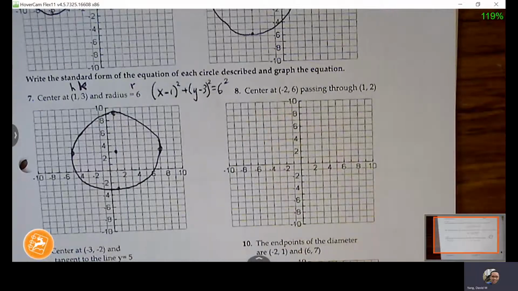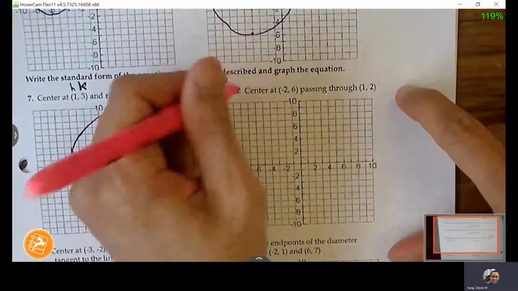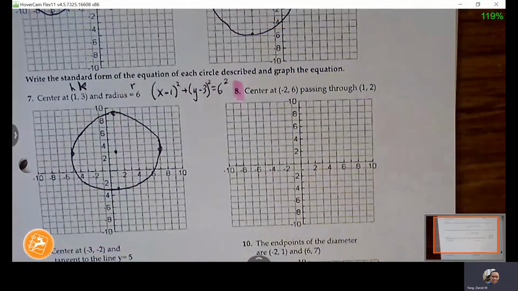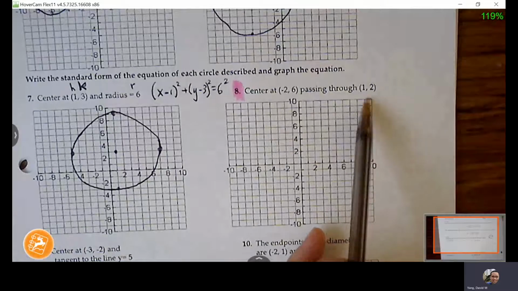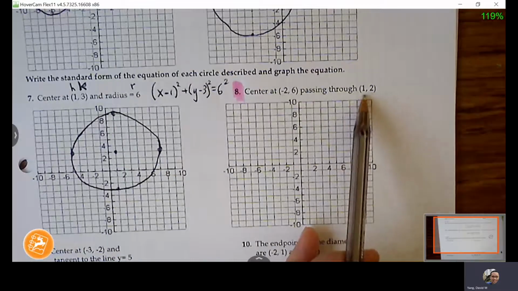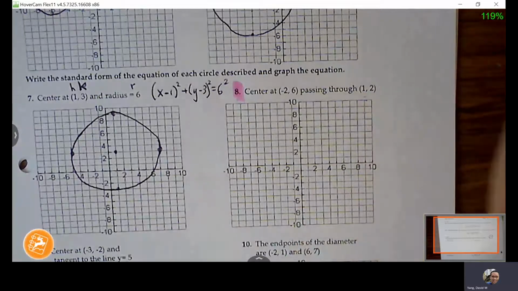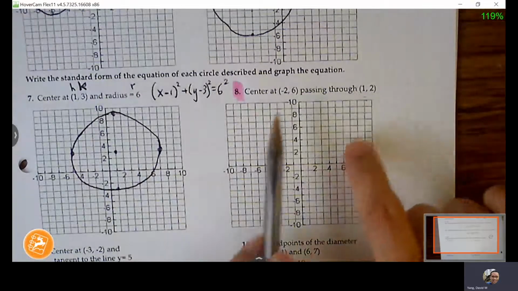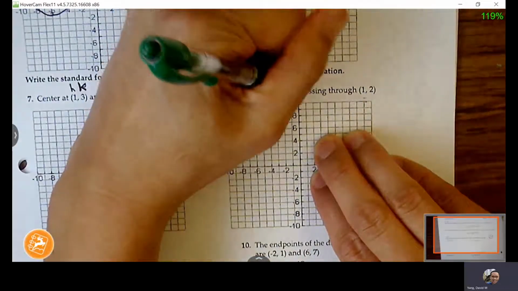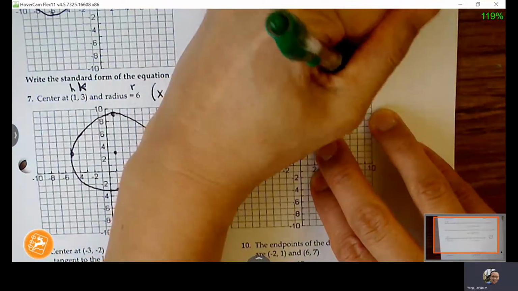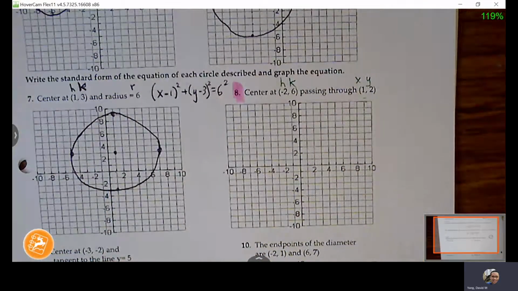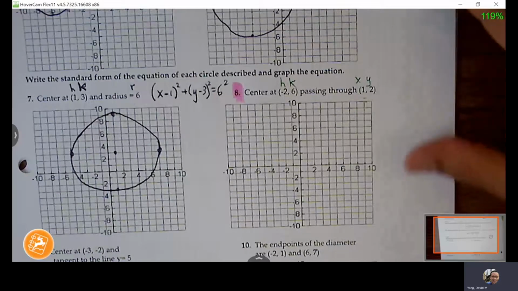Okay, now look at number 8. Number 8 requires us to do something a little different. We saw this yesterday with a parabola problem where we're given a random point that sits on the circle, and we may have to use it temporarily to help us get to that radius, because we don't know what the radius is, but we do have HK from the center, and we also have an arbitrary point that we can use temporarily. So we can treat that arbitrary point as xy.